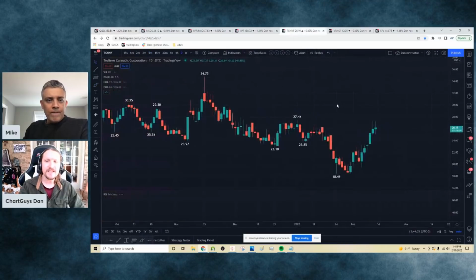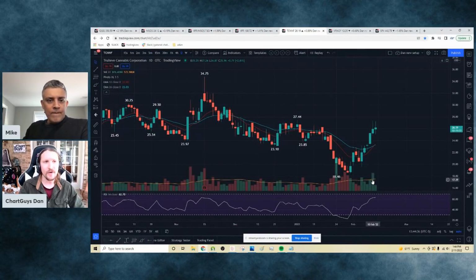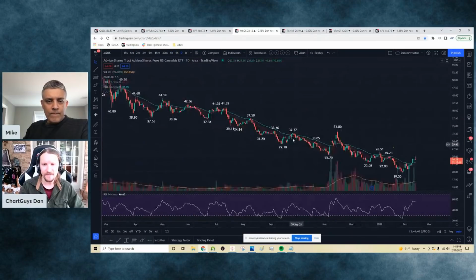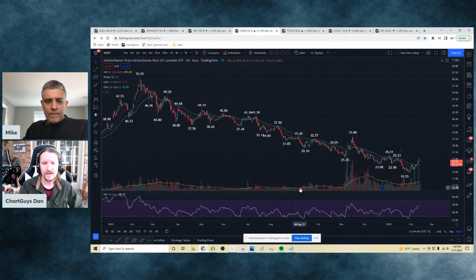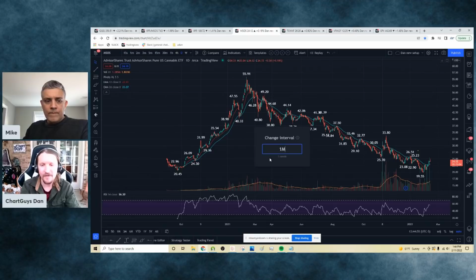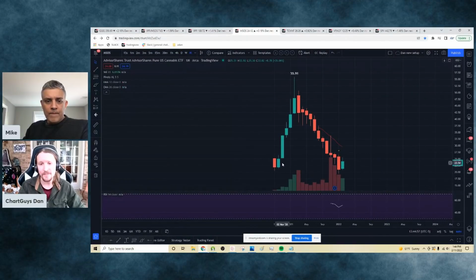Yeah, let's go. So TCNNF, one thing I want to point out is the dollar volume, and for MSOS as well. I mean, the dollar volume is really picking up very significantly in the last 3 months. And you can see this orange line here is the 20-day average volume. And once that little mini short squeeze took place back in November, it's just been a wall of dollar volume, which is a good thing because volume oftentimes marks longer term tops and bottoms.